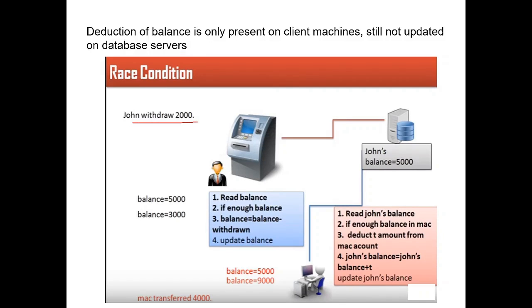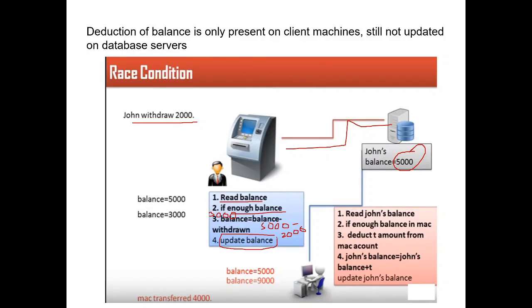John wants to withdraw the amount 2,000. The balance in John's account is 5,000. So before withdrawal, the balance will be read. Yes, it is 5,000 and it is enough balance because he wants to withdraw 2,000. So the balance here is 5,000 and the withdrawal amount is 2,000. The 2,000 will get deducted from the balance 5,000 and the amount 3,000 will be stored in the balance variable. And now it has to update the balance.